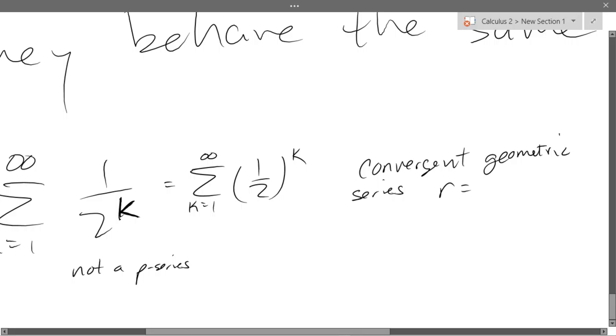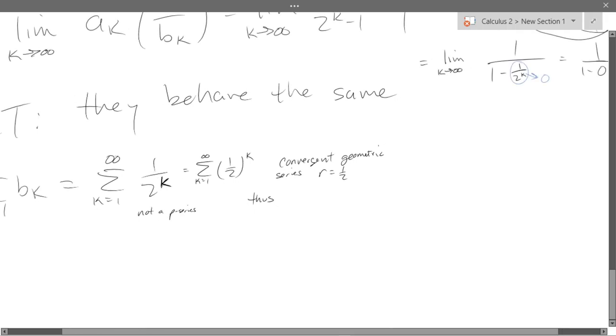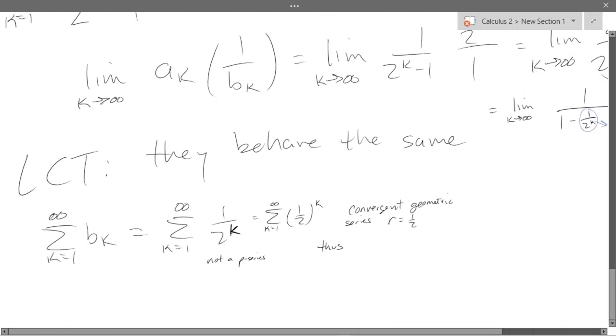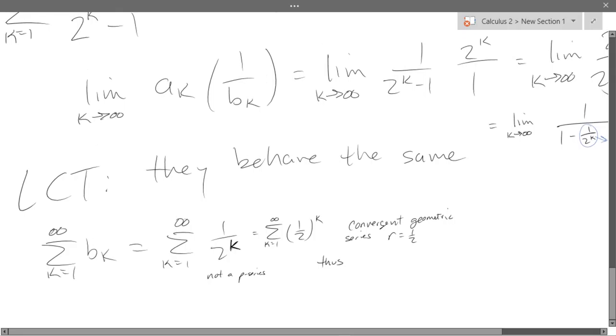If you want, you can write r equals 1/2. That's the base right here. The base is 1/2. Thus, I can conclude, with the limit comparison test already written down, that our original summation, which was 1 over 2^k minus 1, had to converge. So this has to converge.